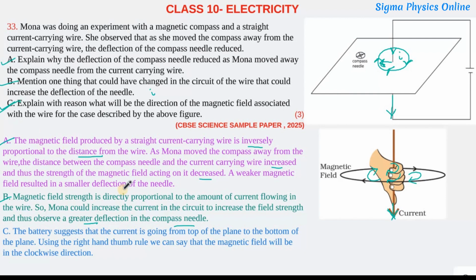The third question is, explain with reason what will be the direction of the magnetic field associated with the wire for the case described in the above figure. Now you can see here the battery, this is the positive terminal and this is the negative terminal. So current flows from positive to negative. So we see the current direction is from top to bottom, and on comparing it with the right hand thumb rule, we see that the fingers are curling in the clockwise direction. So the magnetic field will be in the clockwise direction. So the answer should be, the battery suggests that the current is going from top of the plane to the bottom of the plane. So using the thumb rule, we can say that the magnetic field will be in the clockwise direction. So these are the answers to this question.